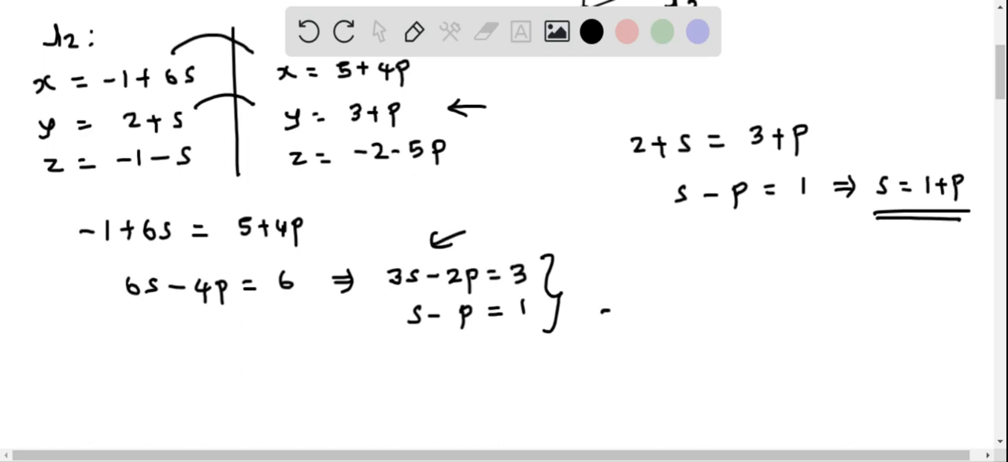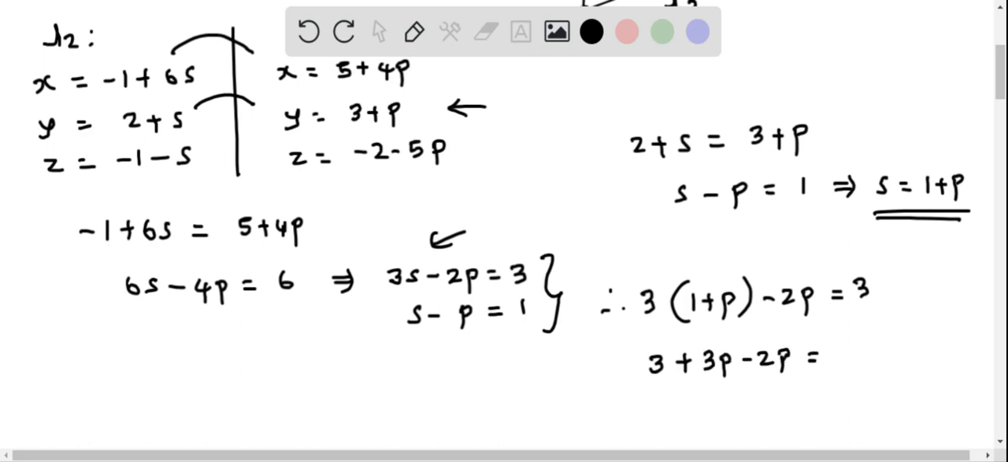So therefore it becomes 3 times s, which is 3 times (1 plus p), minus 2p, and this equals 3. So let's distribute the 3. It becomes 3 plus 3p minus 2p, and this equals 3. So 3p minus 2p is 2p, and when you subtract 3, this becomes 0. So this implies p equals 0.